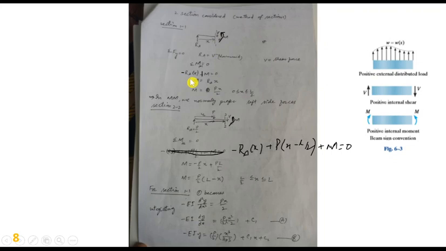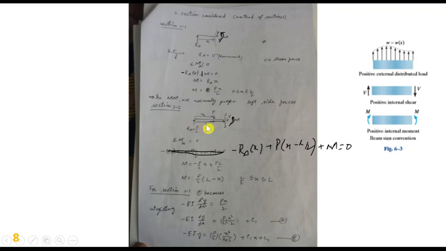And summation of all moments at section 1 should be 0. For that, M is positive counterclockwise, minus RA into X, so M is equal to RA X. So by putting the value of RA, M is equal to P by 2 into X, and this section is valid from 0 to L by 2. In mechanics of materials we normally prefer left side forces, so we have considered this left side.